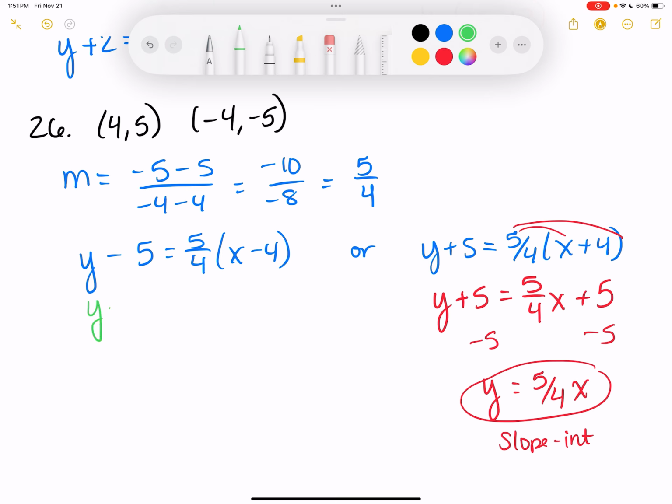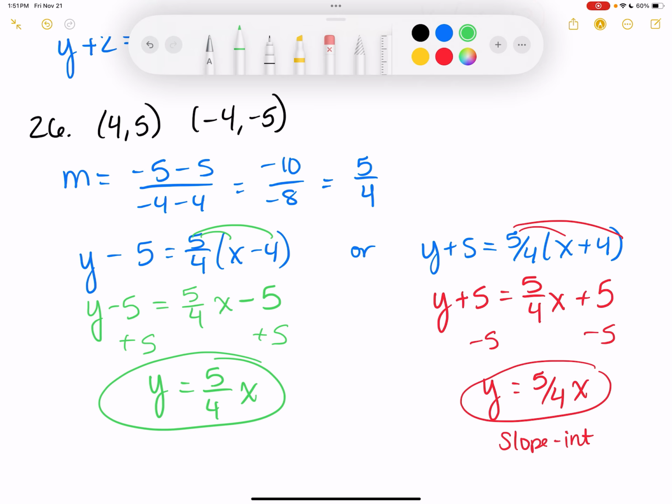So, y minus 5 equals, we distribute this here, 5 over 4 times x, and then I have 5 over 4 times -4, so that's going to be minus 5, the 4's cancel. Add the 5 to both sides, so y equals 5 over 4 times x. So same equation, ultimately for graphing, because this is what you would have to do to be able to graph it.